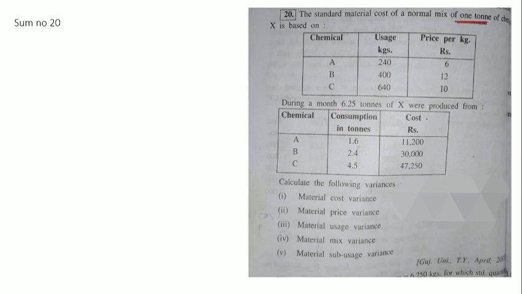During a month, 6.25 tons of X were produced from chemical A, B and C. Consumption in tons 1.6, 2.4 and 4.5. Cost, here direct cost is mentioned, so you need to calculate price per product. So moving ahead, the cost is 11,200, 30,000 and 47,250.